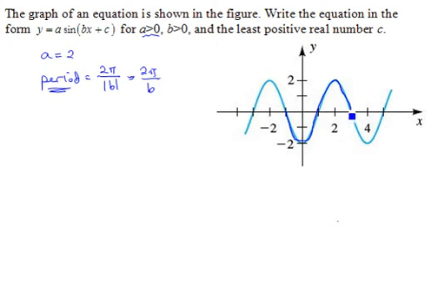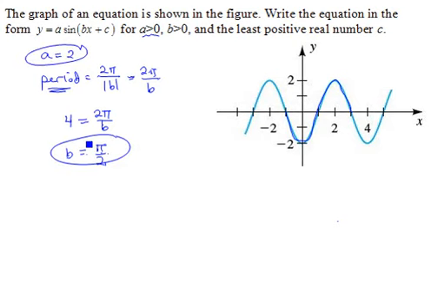It starts at -1 and ends at +3. That spans 4 units, so the period will be 4. So 4 is equal to 2 pi over b, and if I multiply both sides by b and divide both sides by 4, I obtain b equals 2 pi over 4, or just pi over 2. So we found the value of b that will work for this problem.